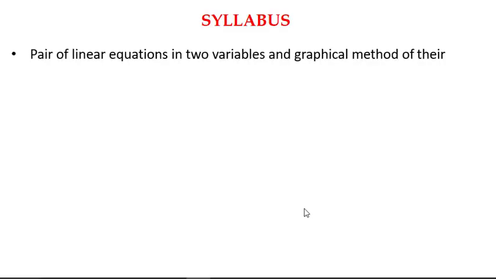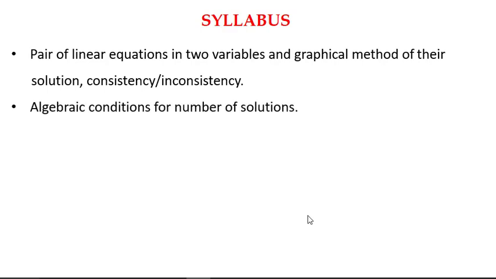Pair of linear equations in two variables and graphical method of their solution, consistency and inconsistency. So here we are going to see what is a pair of linear equations in two variables. We will see how we represent them graphically, how we find their solution. We see what is consistency and inconsistency. Secondly, we see the algebraic condition for the number of solutions. We will see what are the algebraic conditions for different numbers of solutions.